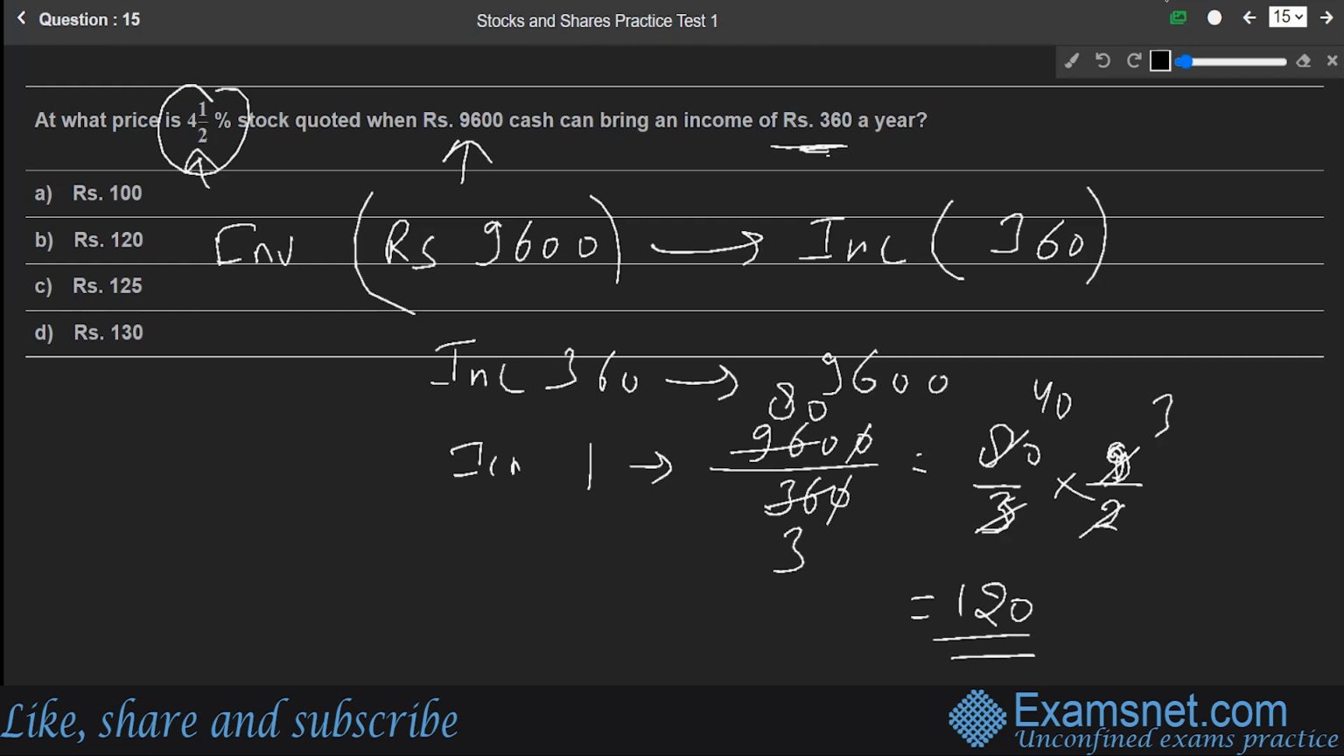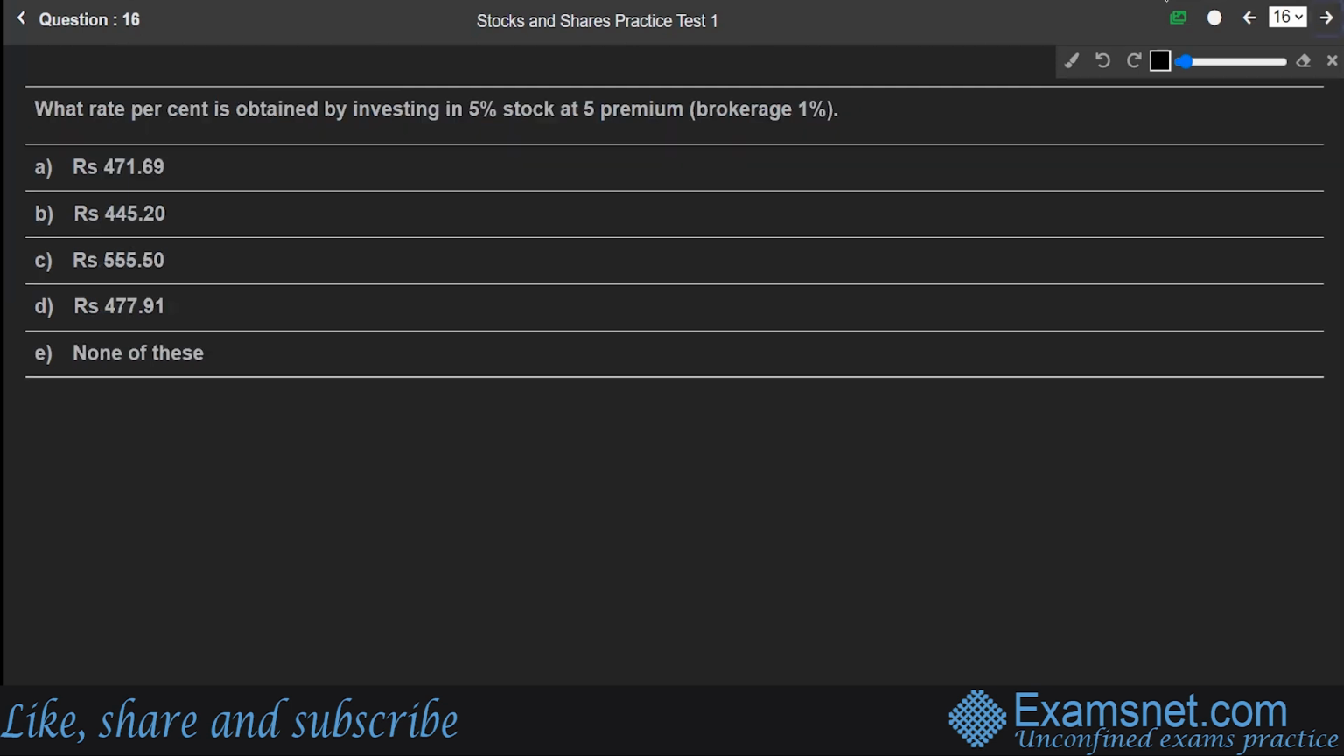So the stock is available at a price of rupees 120 when the investment of 9,600 is bringing 360 as the income. Let us see where it is available. It is clearly available in option number B, which becomes the right answer.